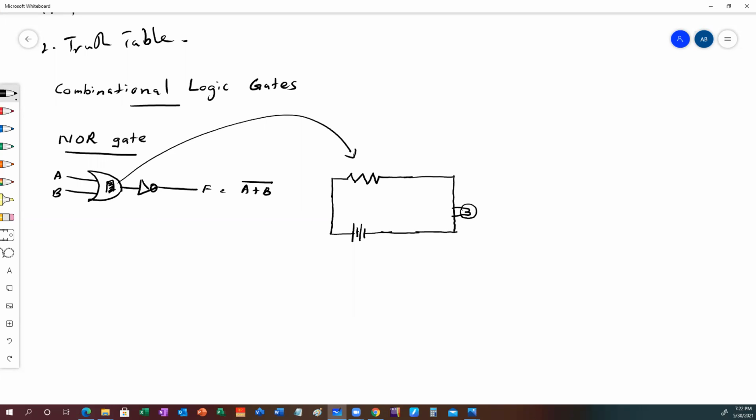Bulb. Right here you have two switches, A and B. This is the resistor. NOT gate.